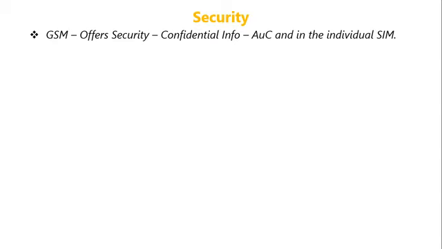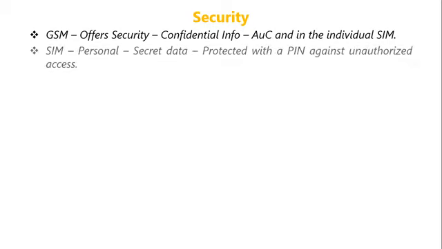The topic we'll be discussing in this lecture is security services that are offered by GSM. GSM offers several security services using confidential information that is stored in the AuC, the authentication center, and also in the SIM, the subscriber identity module. The SIM stores personal and secret data, and it is also protected with a PIN.